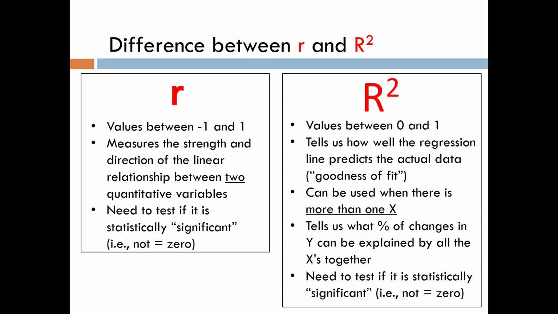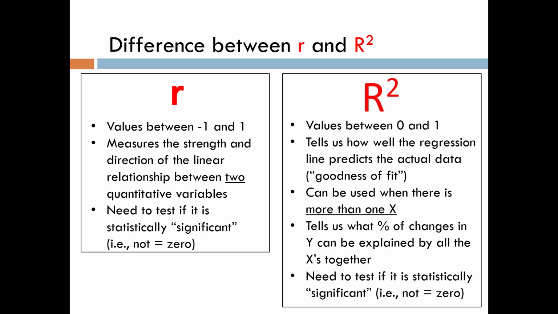R-squared, also known as the coefficient of determination, is found in regression. Its values lie between 0 and 1. It's a measure of how well the regression line fits the data and what percent of the variance in y can be explained by the x's. Importantly, it can be used when there is more than one x.